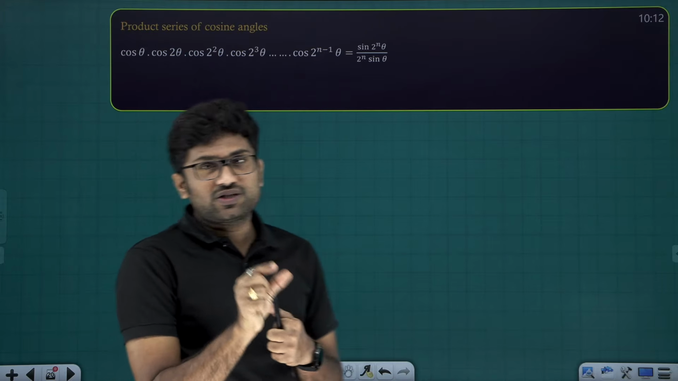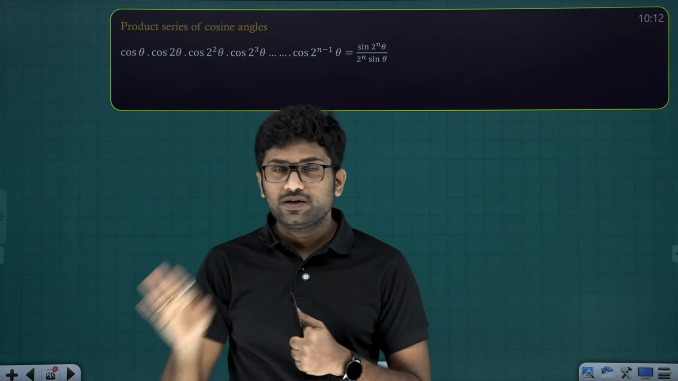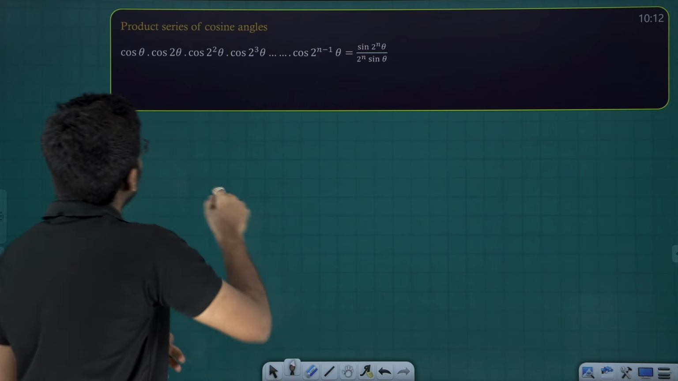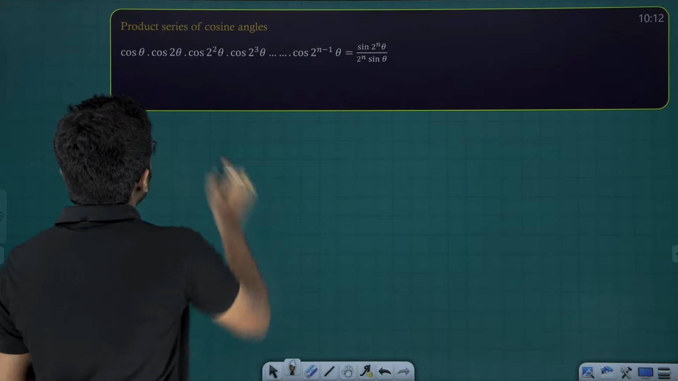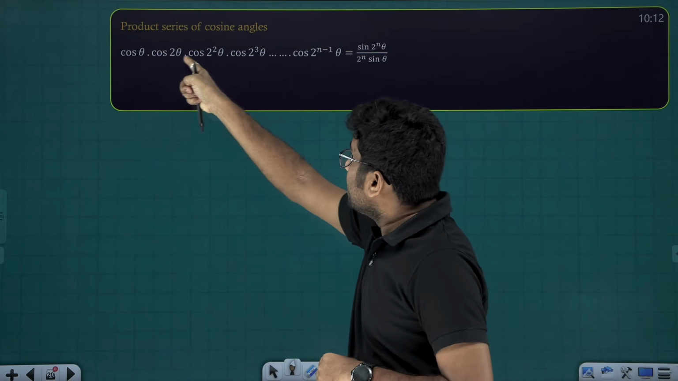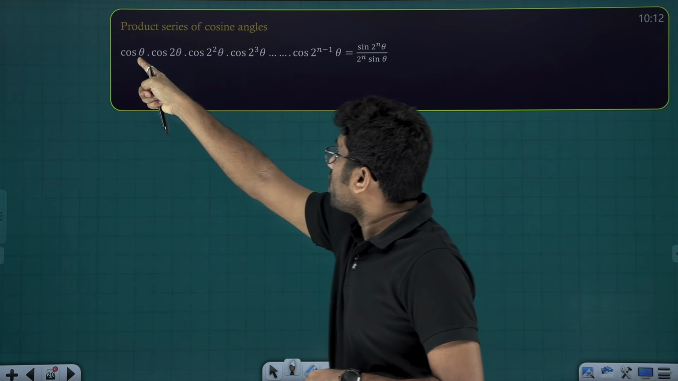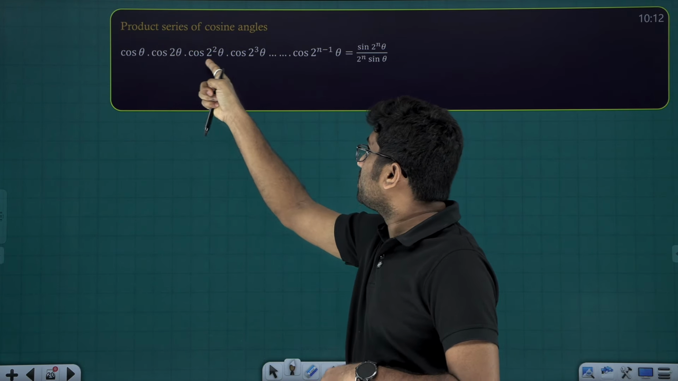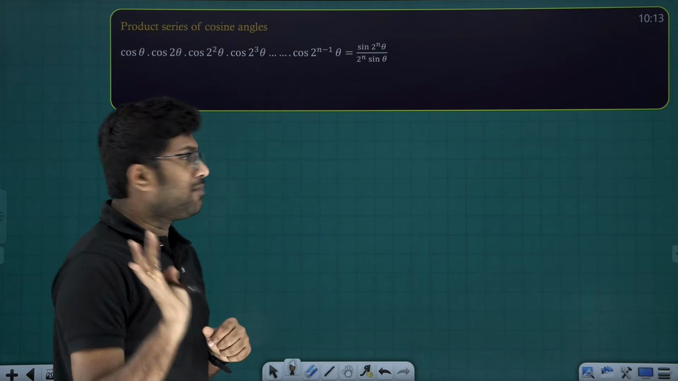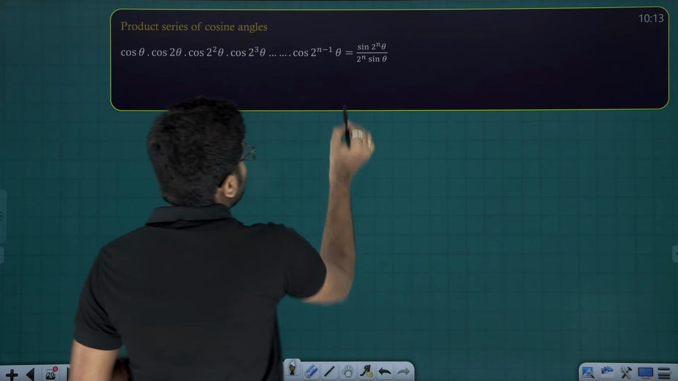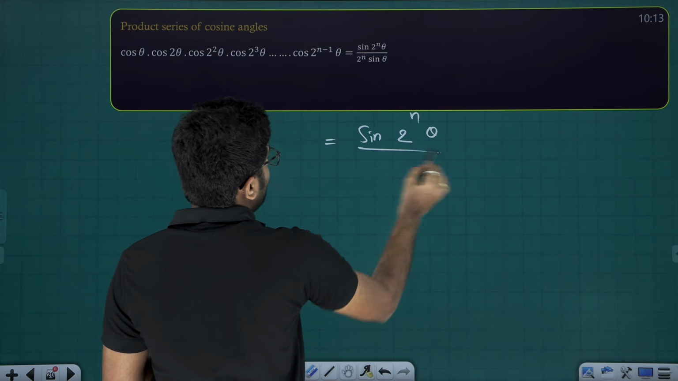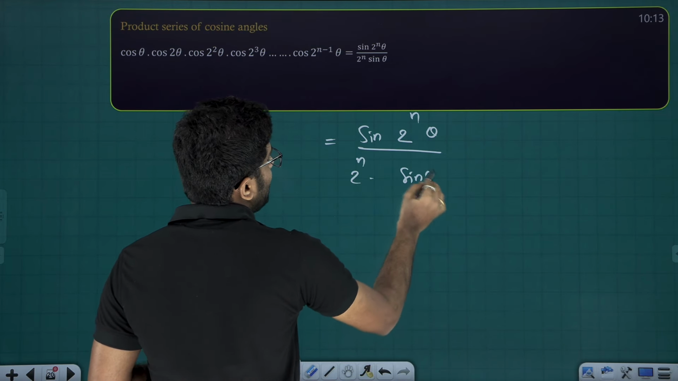Next, product of cosine series. We have the product of cosine series only for cosine, not for sine. So in this case, cos theta into cos 2 theta, whenever we have a GP with integral powers of 2: cos 2 power 0 into theta, cos 2 power 1 into theta, cos 2 square theta, cos 2 cube theta, and so on, cos 2 power n minus 1 into theta. Remember how many terms? That is equal to sin 2 raised to n, the number of terms, divided by 2 power n into sin theta. Here n denotes the number of terms.